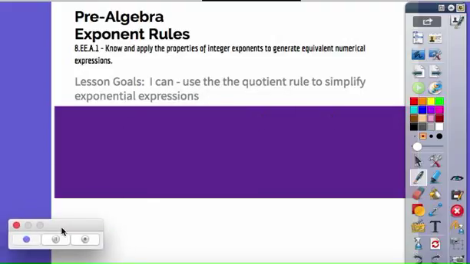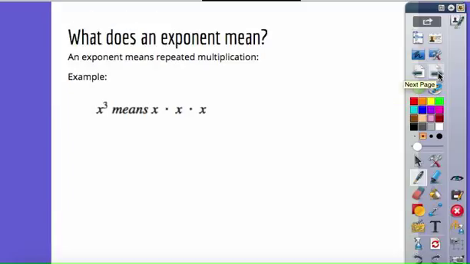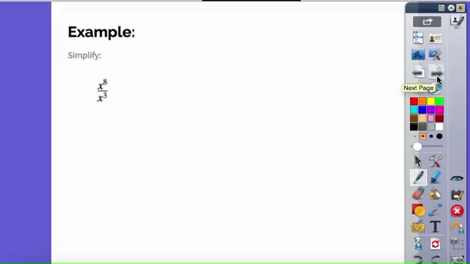Okay, so we are looking at our video here for our exponent rules, and we have our last one that we're going to talk about, and that is the quotient rule. Just as a refresher about what an exponent means, we've got x to the third. Again, remember that's repeated multiplication, so it means that I'm going to have x times itself a total of 3 times. So we just want to keep going over that definition and what that means.